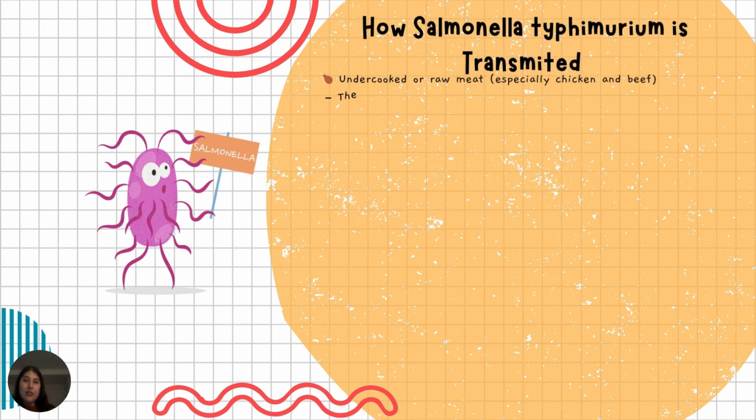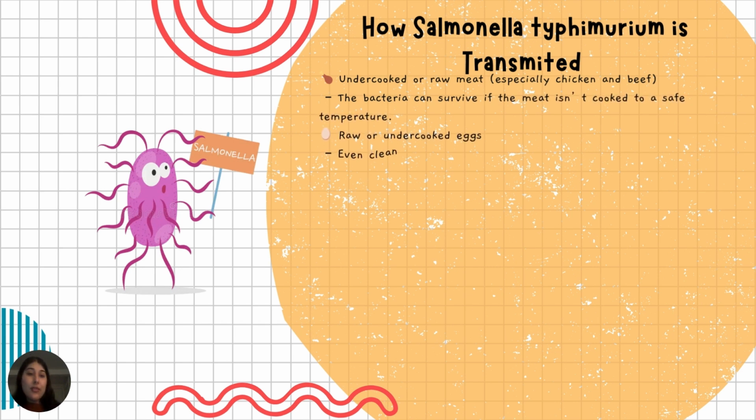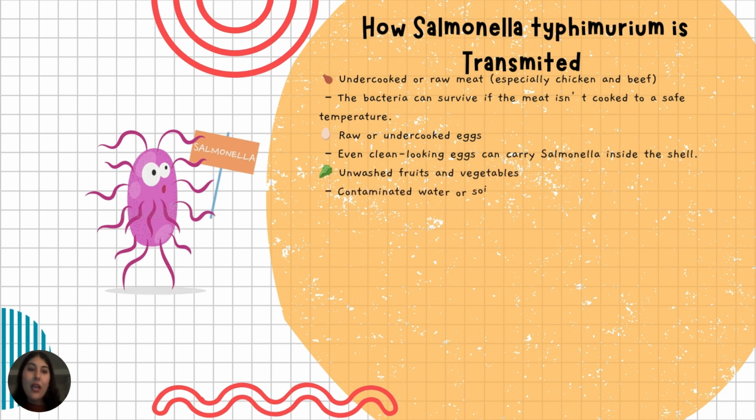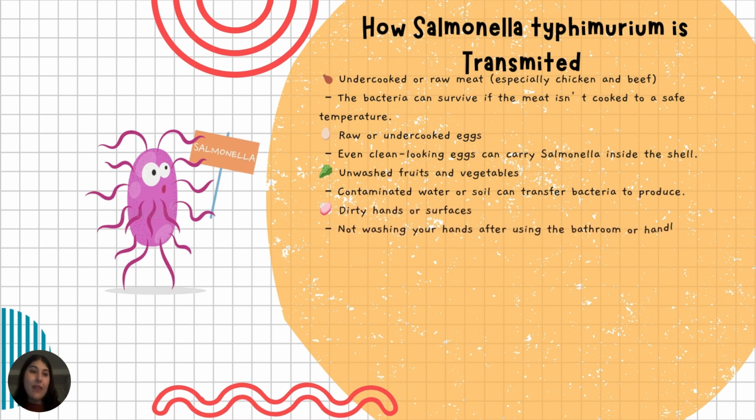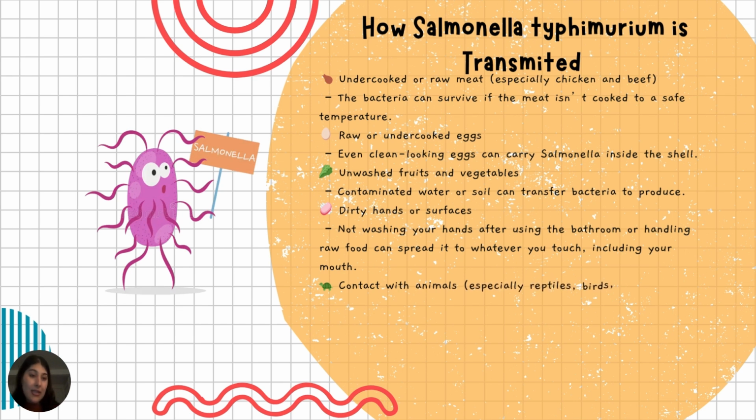How is Salmonella typhimurium transmitted? Well, there are many ways that you can get Salmonella. Most of the time it is from having poor hygiene in the kitchen. If you eat undercooked or raw meat, especially chicken and beef, you can get Salmonella typhimurium. Also, if you consume raw or undercooked eggs, you might see the egg clean from the outside, but inside of the shell, it has Salmonella.